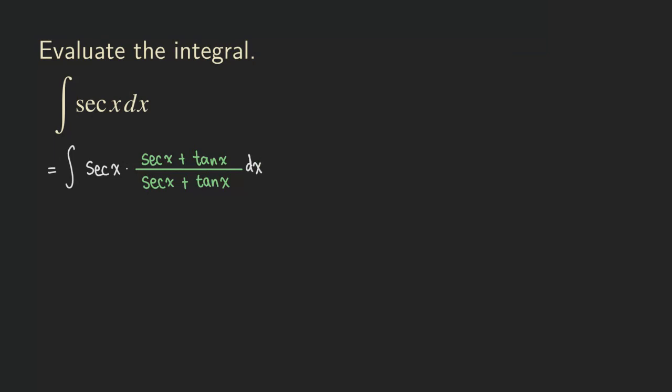And so now we just distribute the secant x to the secant x and the tangent x in the numerator. And so that will actually give us what? If you multiply the secant x times the secant x, we are going to be getting secant square x. And then plus, if we multiply the secant x and the tangent x, then we are going to be getting secant x tangent x.